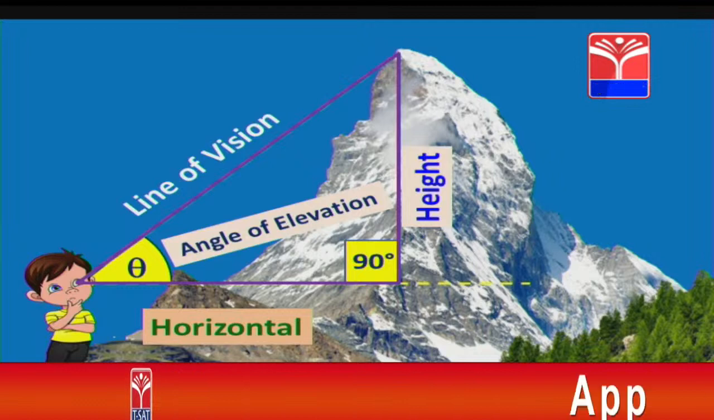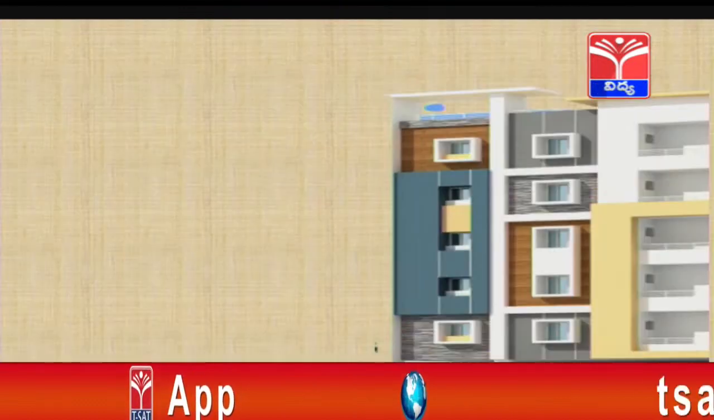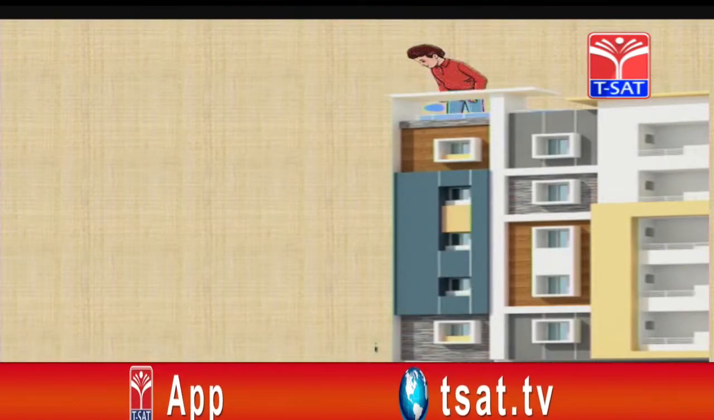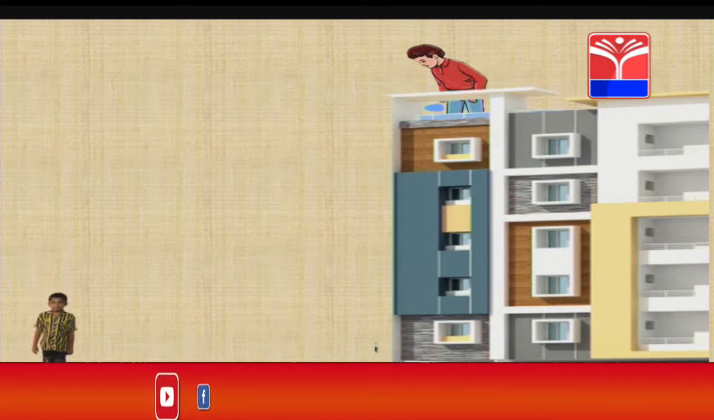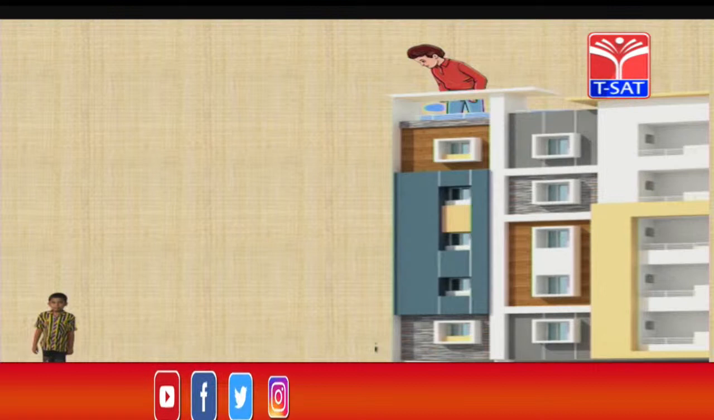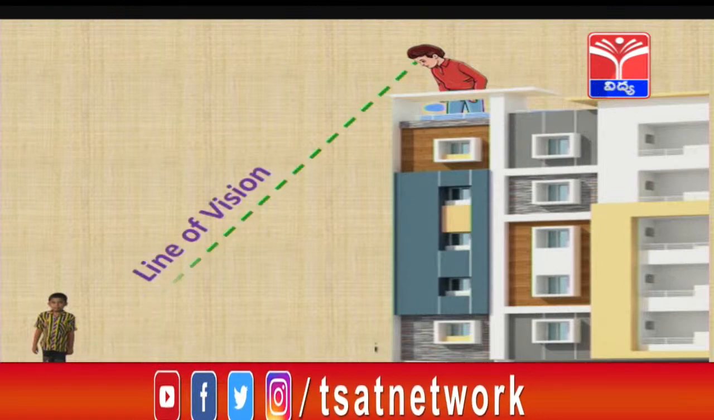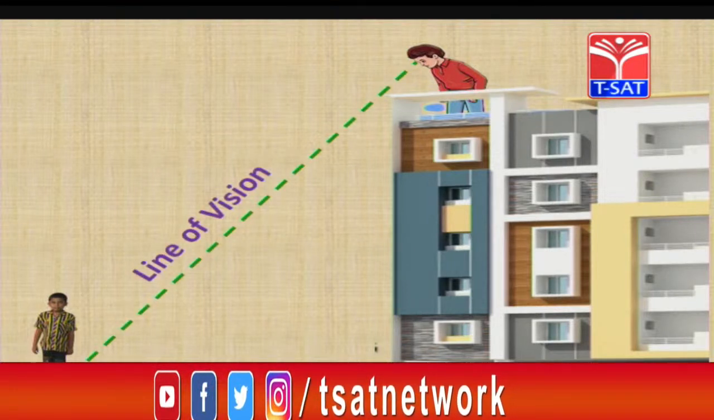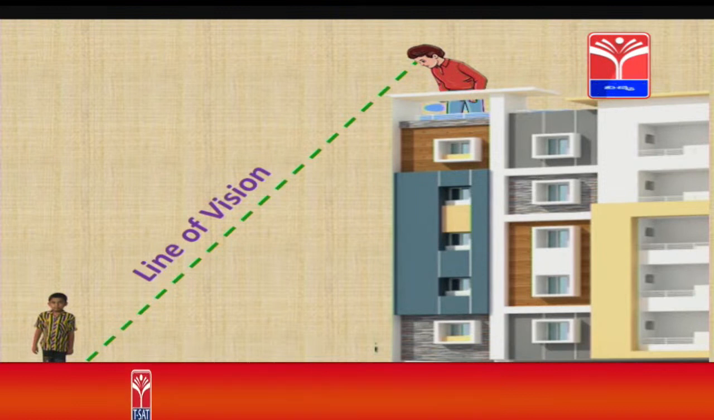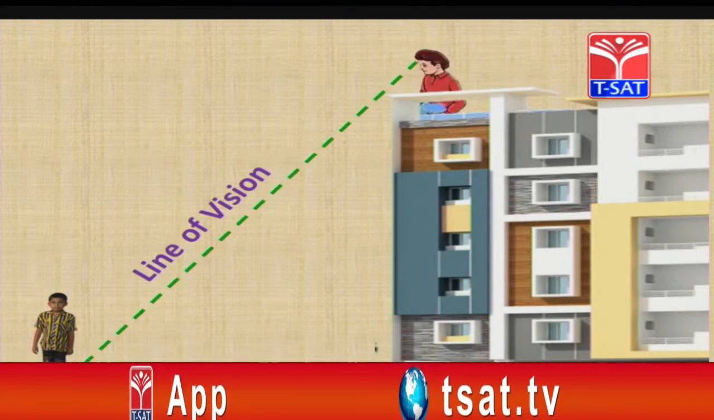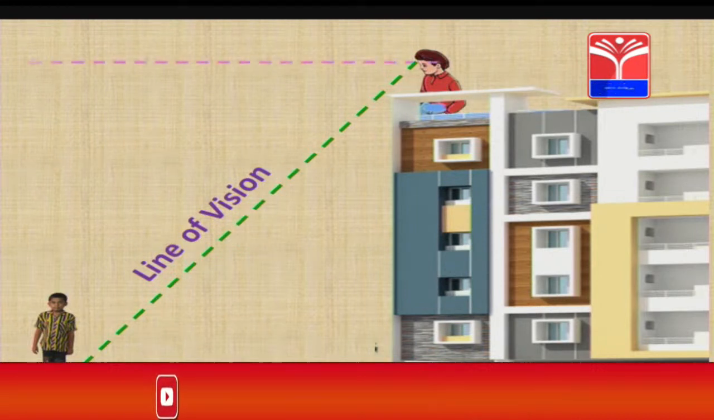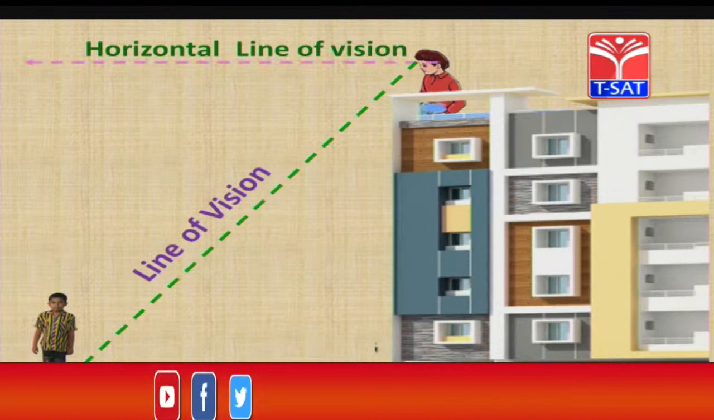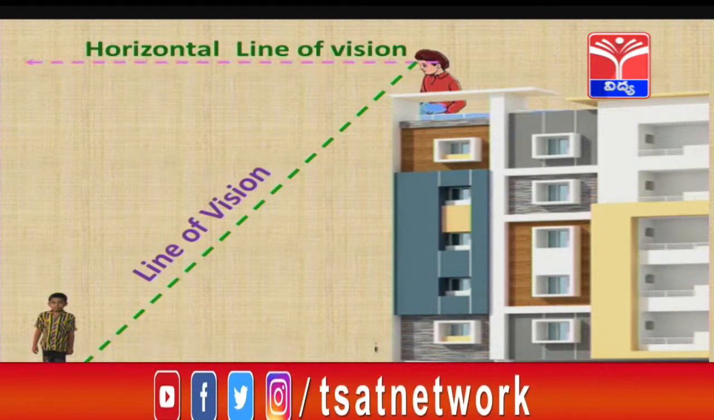Are you clear, children? Now, let us think, there is a building, there is a person who is standing on this building and trying to watch a person who is on the ground. Now, we neglect the height of the person, this is called the line of vision. But the same person who is standing on the building, if he is watching straight, then the line of vision for that particular person is like this. This is called the horizontal line of vision, or simply the horizontal line.